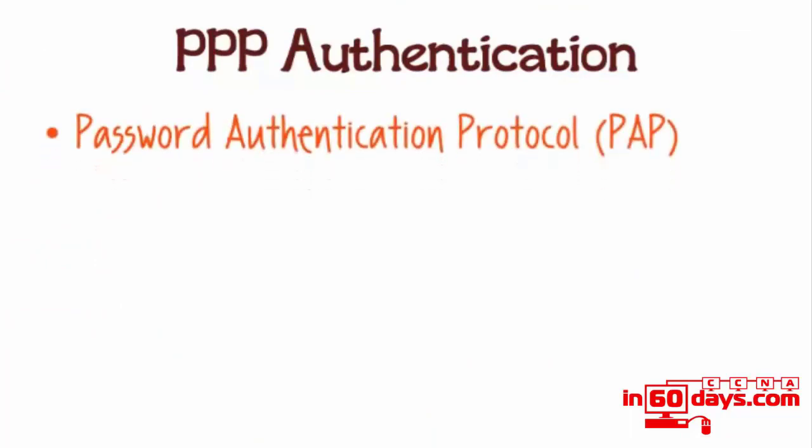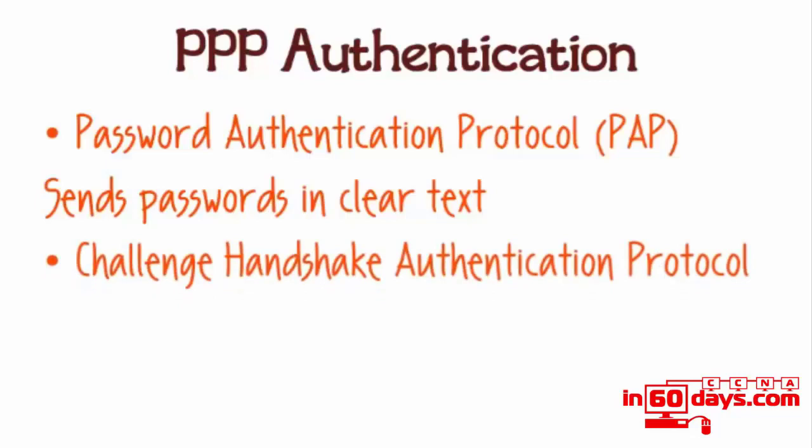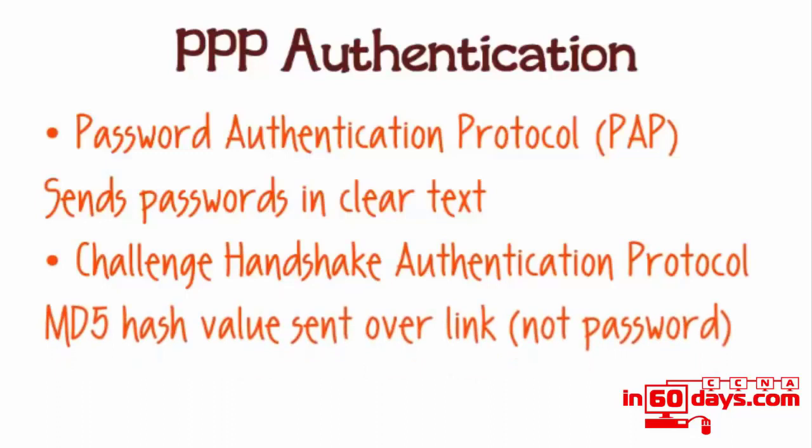So you've got two flavors of authentication with PPP, and these are classic exam questions. One is Password Authentication Protocol, or PAP. This sends passwords in clear text, so it does give you password authentication, but the problem is if somebody's sniffing the connection, then they'll be able to see the password. CHAP, Challenge Handshake Authentication Protocol, doesn't send the password, it sends a hashed value of the password over the link. So it's important to remember that even if someone intercepted the packet, it's not the password they would be sniffing, it would be a hashed value of the password.